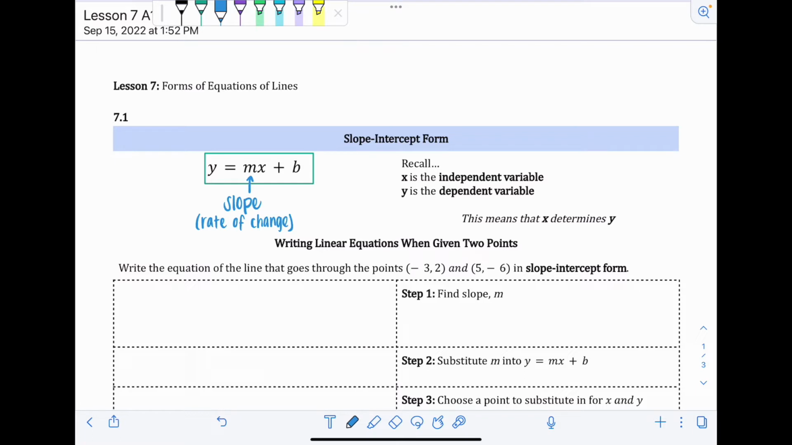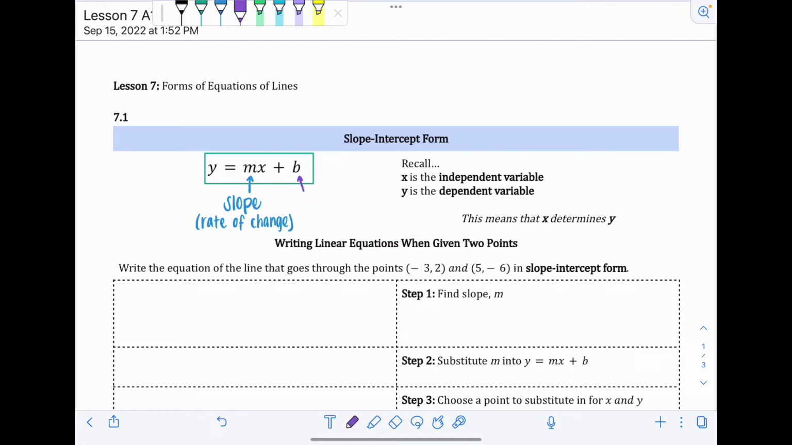It's the rate at which the line is going up or going down, how quickly it's increasing or decreasing. It's really helpful to know that phrase once we start dealing with word problems that give us context, like word problems.